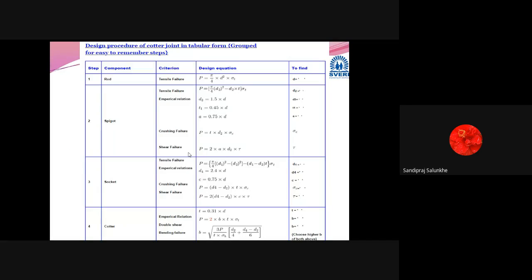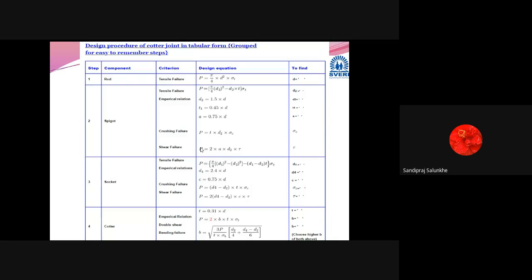Then what we are going to do is, I have formulated all these calculations in one slide only. If you see, this table is sufficient for understanding all the design procedure of this quarter joint. Also, if you know all these formulas, you will be able to find out the dimensions of this quarter joint. Now, one by one, I will repeat from where we started the design of this quarter joint and where we ended this design.